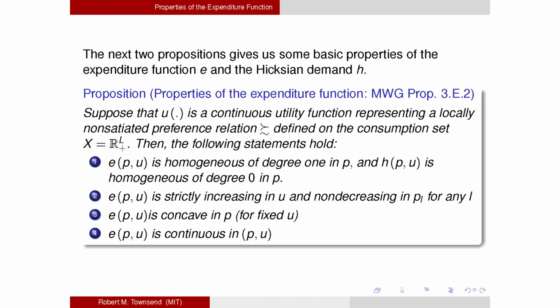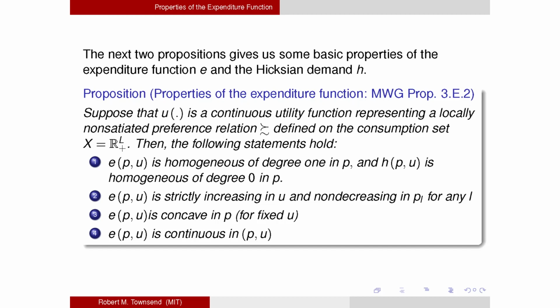If the utility function is continuous and represents locally non-satiated preferences, we might as well define the consumption set to be the non-negative L-dimensional orthant. Then we have the following 4 properties. The expenditure function, this minimized expenditure at prices P to achieve a certain utility level U, is homogeneous of degree, what? 1 in those prices P. I think I slipped up the other day when I said 0 and then I switched back to 1. It depends on what object.